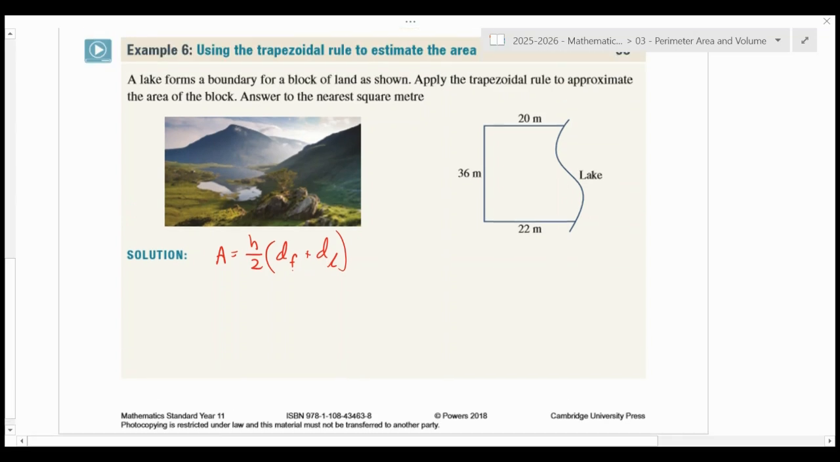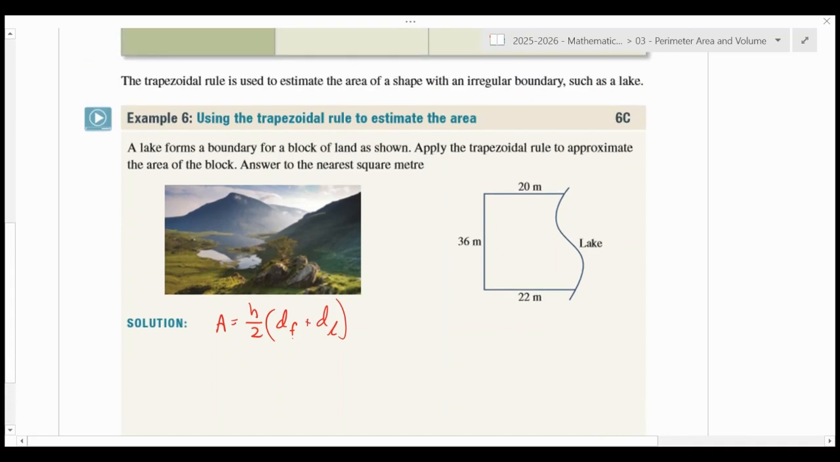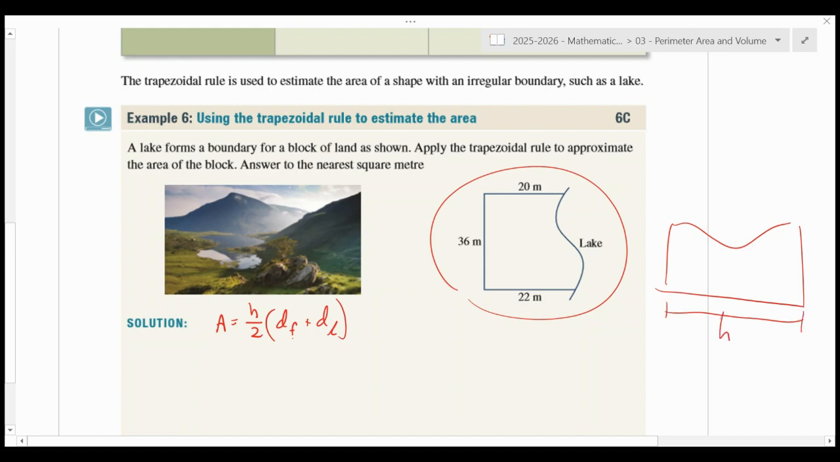So here's what we've got. Now, a lot of the times these diagrams won't be like this. It'll be like sort of that, and it'll be curved. That is still your height. So in our particular case, this is our height there. And then this is D, let's say first, and this is D, let's say last. It doesn't really matter which one's which, but one of them's your first, one of them's your last.